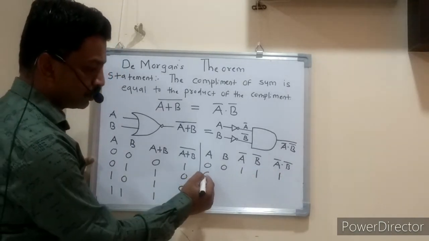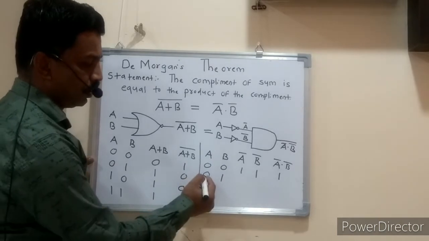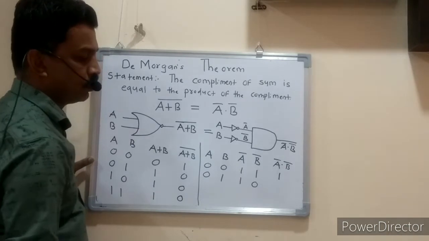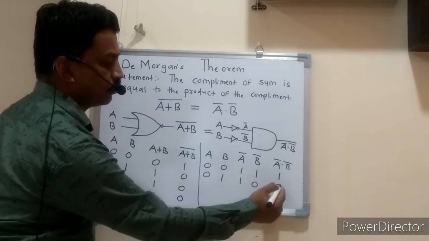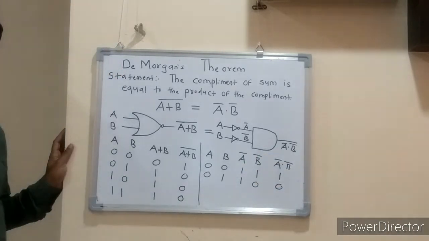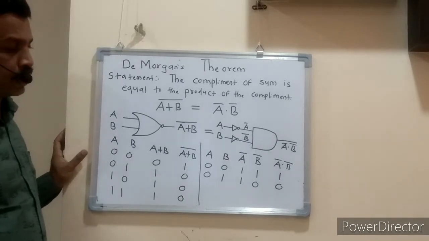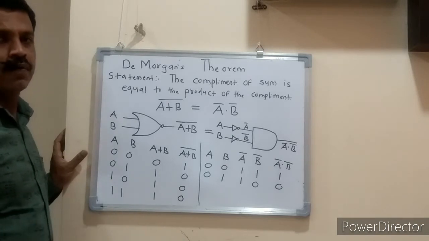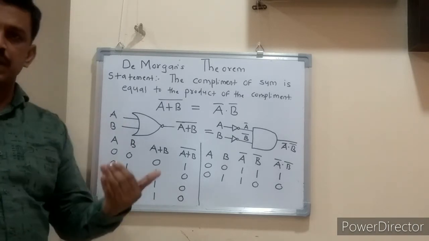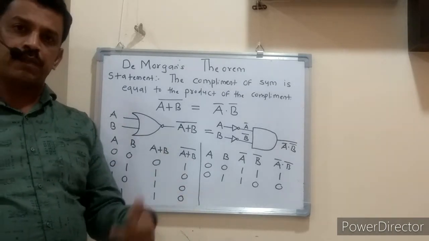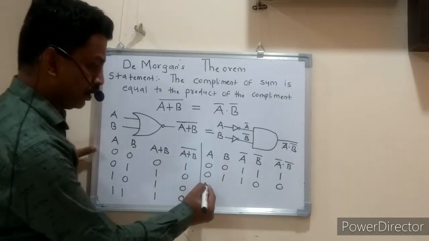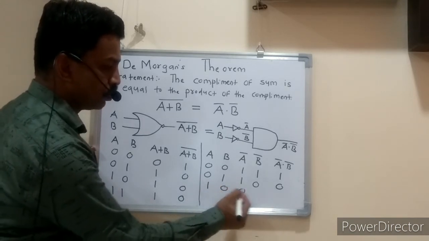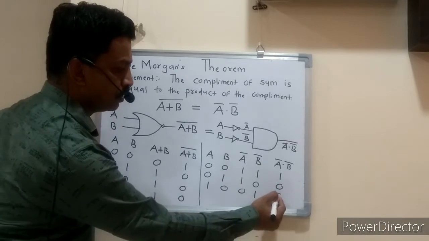Next one 0 1, a is 0, therefore its complement is 1, b is 1, therefore its complement is 0. 1 into 0 is 0. We already saw the multiplication of binary numbers. So 1 into 0 is 0, or in our simple multiplication also we say that anything multiplied by 0 is 0. Next one 1 0. So 1 complement is 0, 0 complement is 1, 0 into 1 is 0.